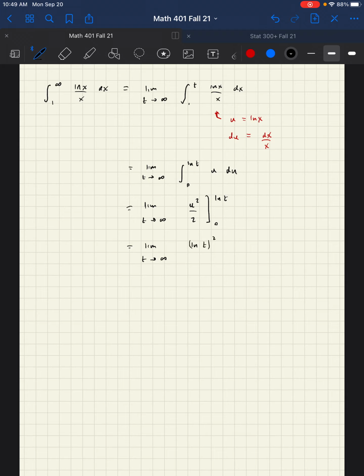which leaves us with the limit as t goes to infinity of ln of t squared over 2 minus 0, which is nothing. And this, unfortunately, diverges because ln of infinity is infinity. Because it equals infinity, the integral diverges. And that's our answer. So now you see, when the integral diverges, you get something with an infinity in the limit. Okay.